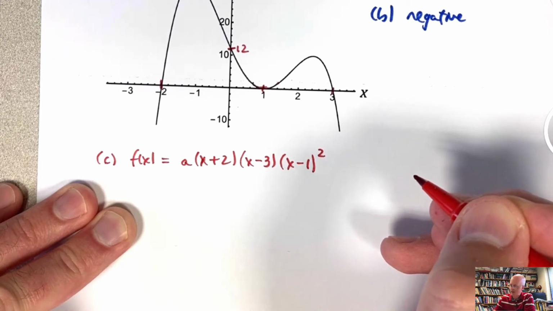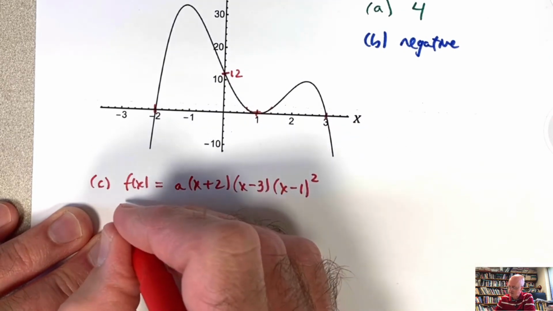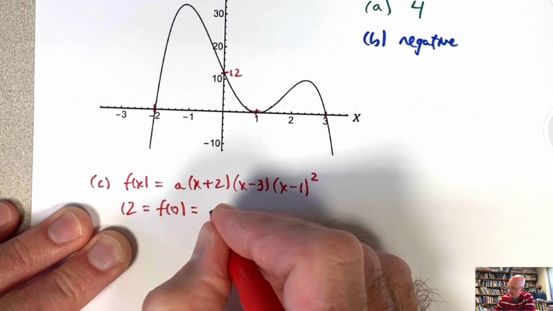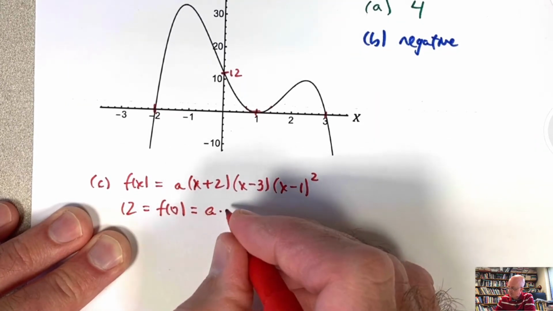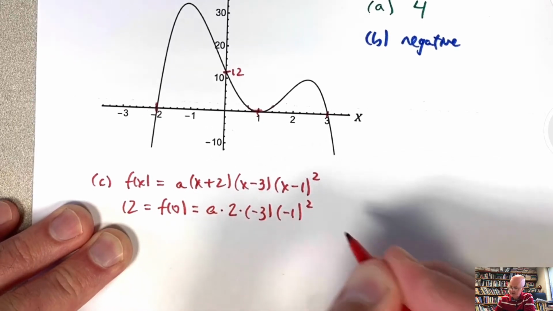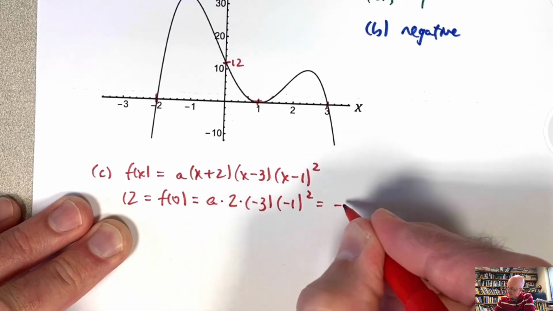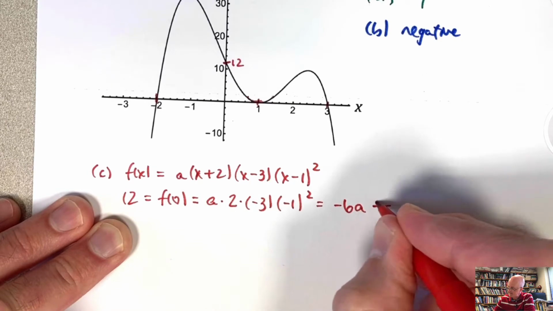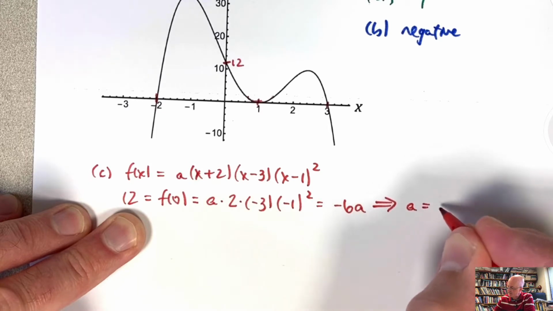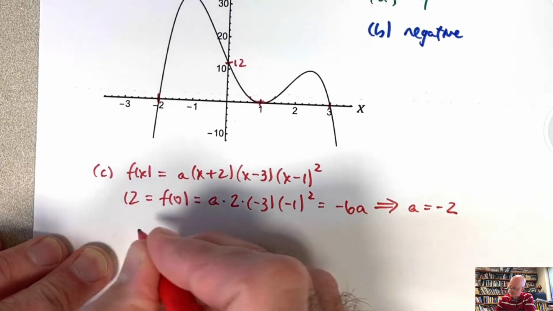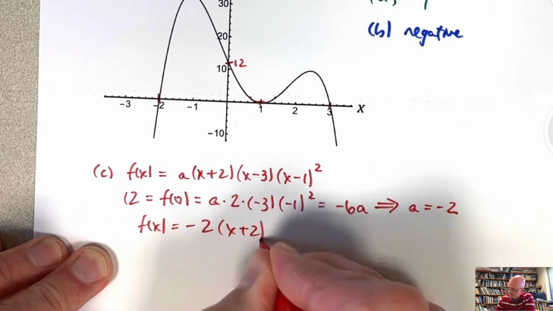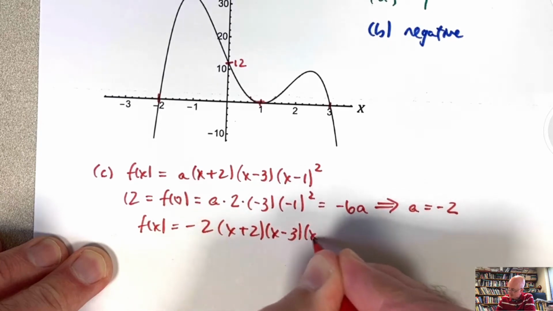Actually, we could figure out the a right away here, because we know f of 0 is going to be 12. 12 equals f of 0 will allow us to solve for a. A times, when we plug in x equals 0, we'll get 2 and a -3 and -1 squared. So this becomes, it looks like, -6a equals 12. We can easily solve that for a by dividing both sides by -6 to say that a is 12 over -6, which is -2. And the final answer for the factored form of f of x is -2 times x plus 2 times x minus 3 times x minus 1 quantity squared.